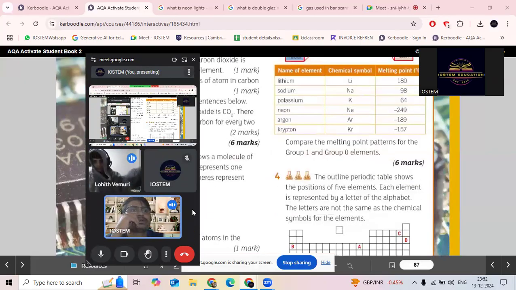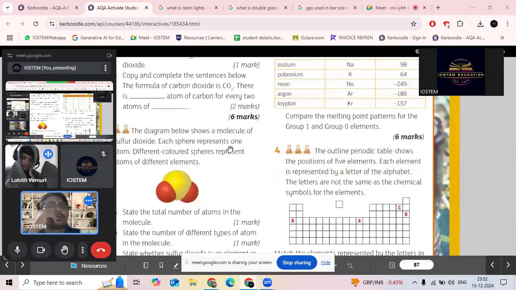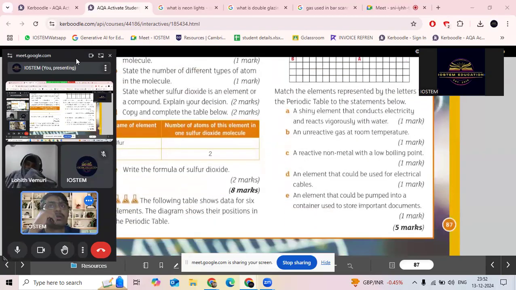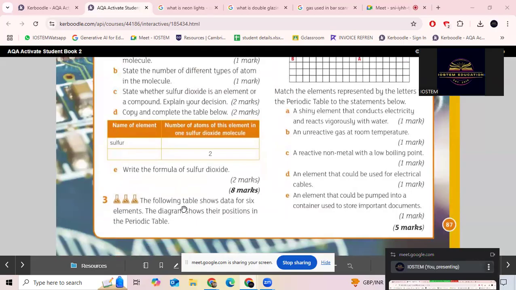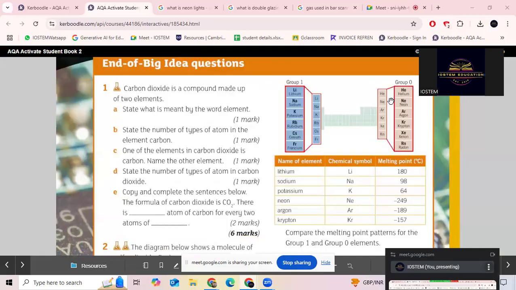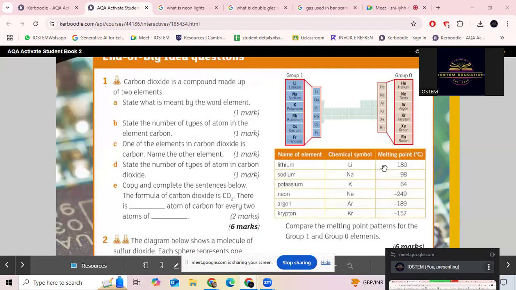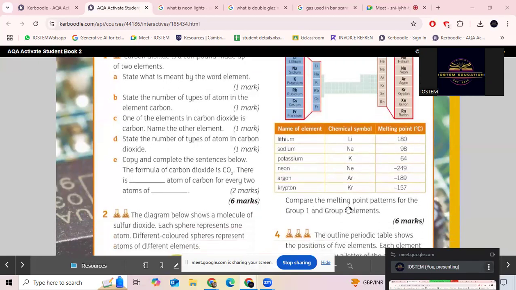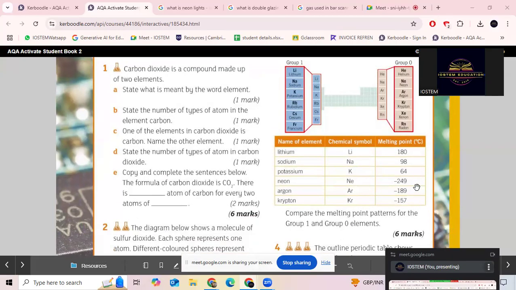What is that question? So question number 3. The following table shows the data for 6 elements. The diagram shows their position in the periodic table. Group 1, group 0. Name of the element, chemical symbol, melting points. Compare the melting point pattern of the group 1 and group 0 elements. The melting point for alkali metals decreases top to bottom, and for noble gases they increase top to bottom.